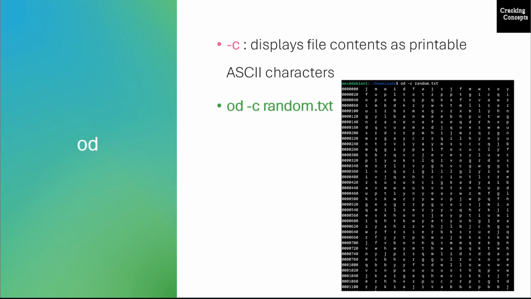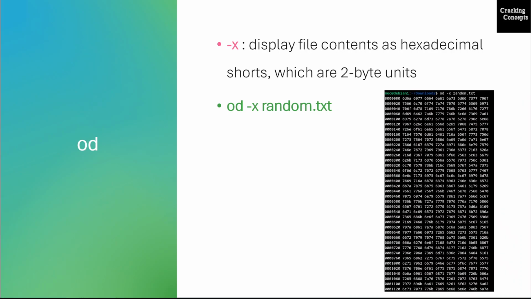Now option -c will display the file contents as printable ASCII characters, the command being od -c random.txt. So the corresponding ASCII characters will be displayed. Then the next option is -x, which will display file contents as hexadecimal shorts, which are 2-byte units. This is the sample output.